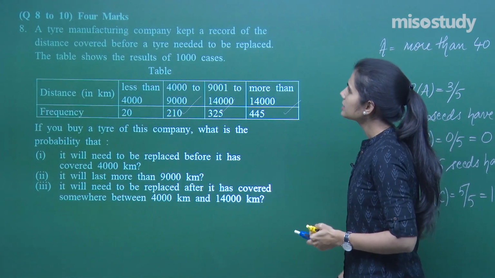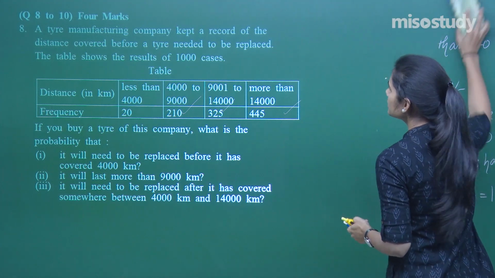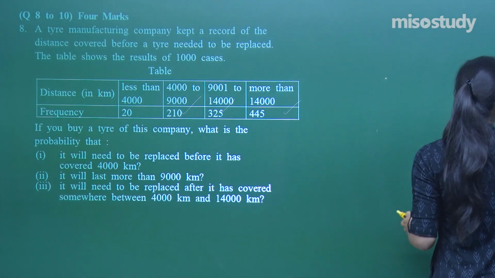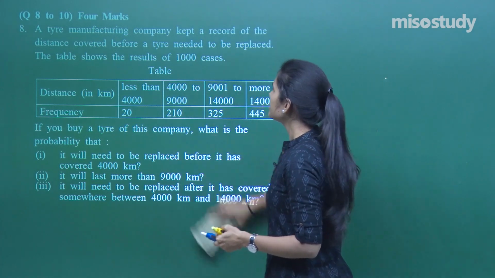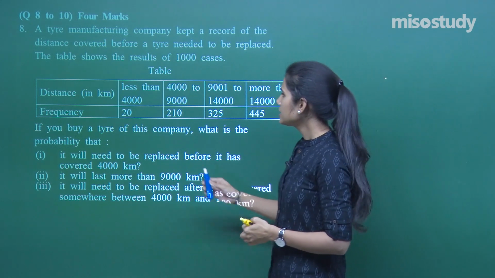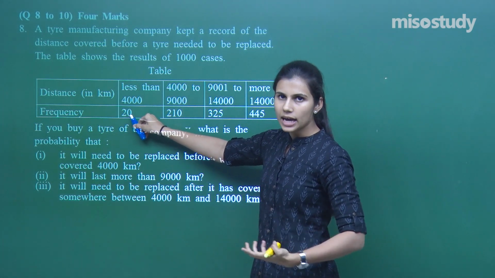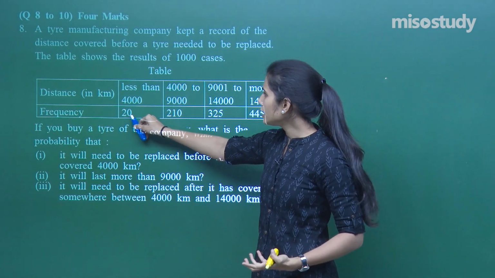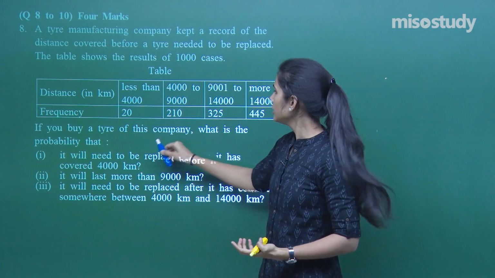Next question says, a tire manufacturing company kept a record of distance covered before a tire needed to be replaced, and this table is showing 1000 such cases. That means there were 20 vehicles, or there were 20 tires, which got changed after covering less than 4000 kilometers.